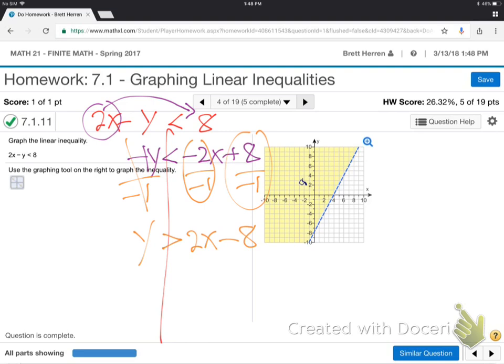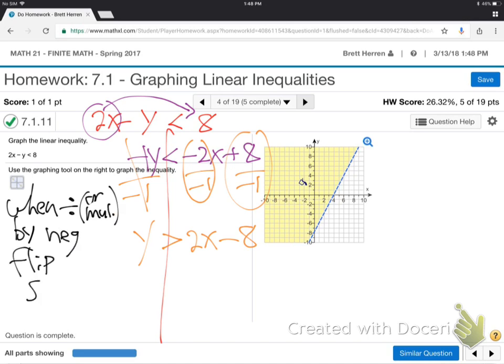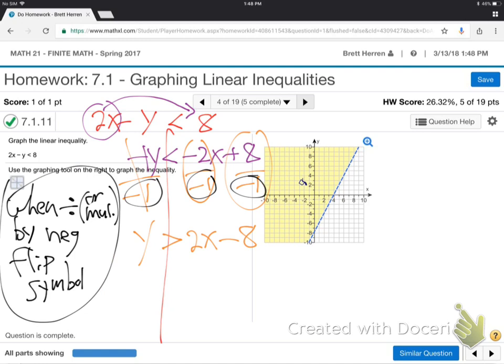So let me write a note about that in case you're a little rusty on that one. When you divide or multiply, really, we don't ever do that, though, but it's true, divide or multiply by a negative, flip the symbol. So when you put a negative under the bar, when you divide by a negative, you got to flip the symbol. See how it went the other way? All right, there we go.